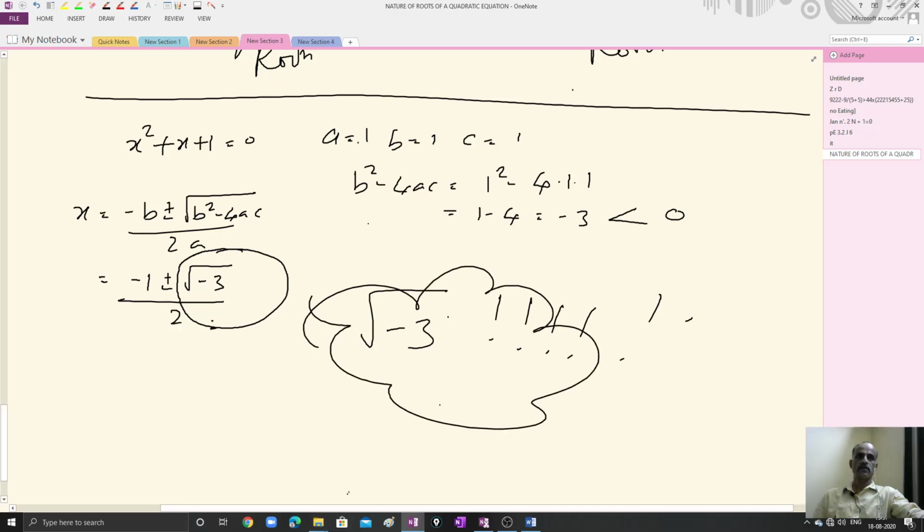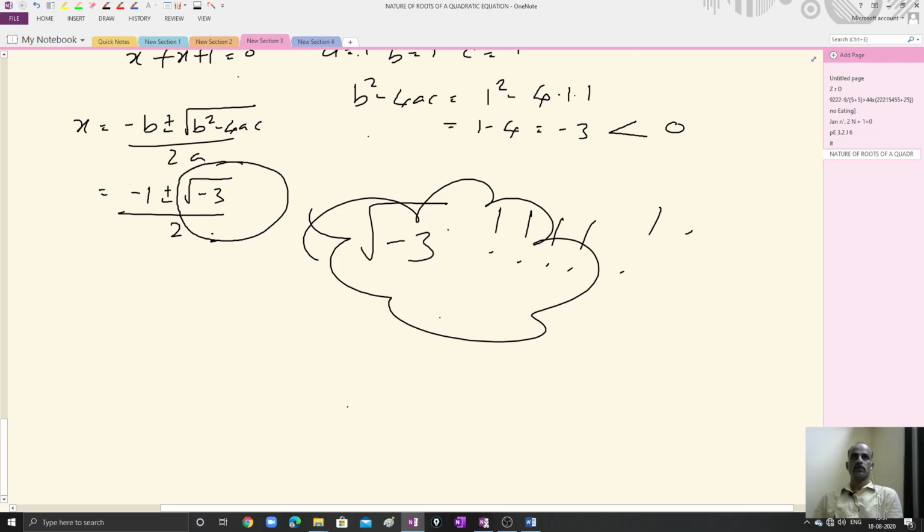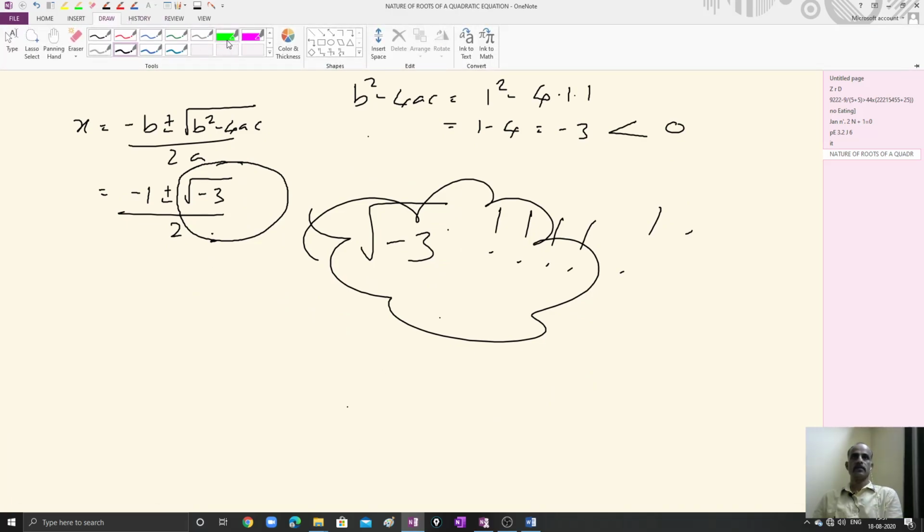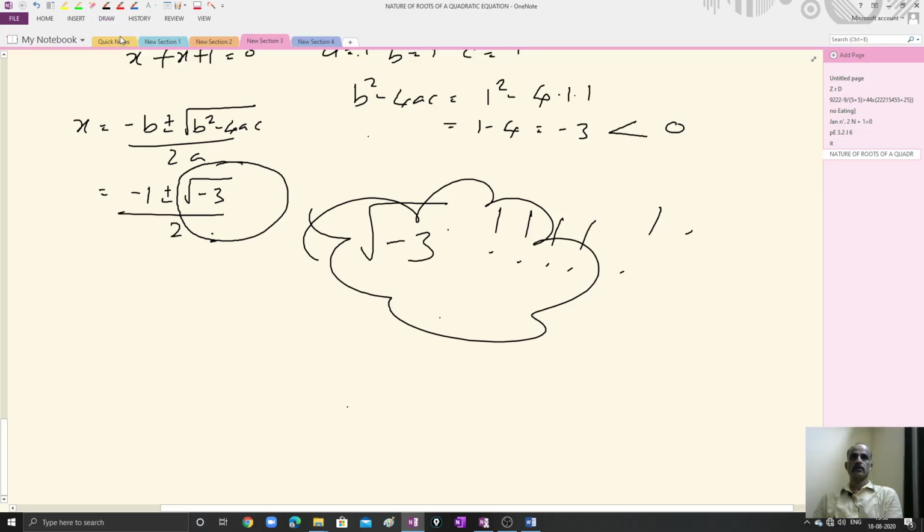What is this root of minus 3? Oh my, that is a big deal now. What to be done with that? Not root of minus 3, minus 3. Root of a negative value. Square root of a negative. What is that?